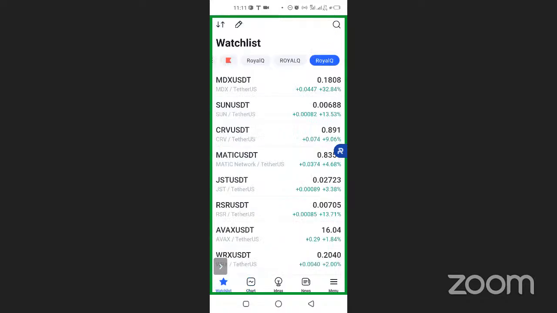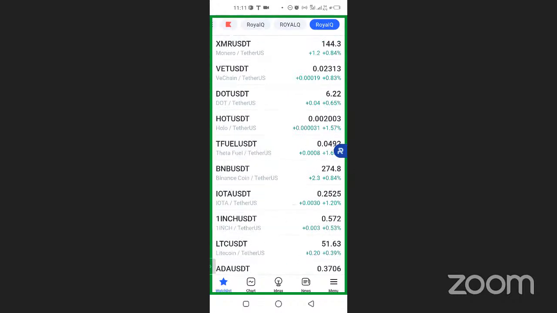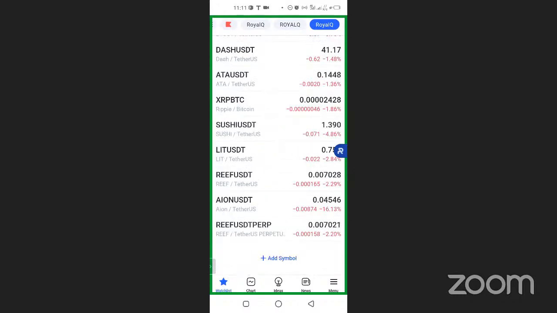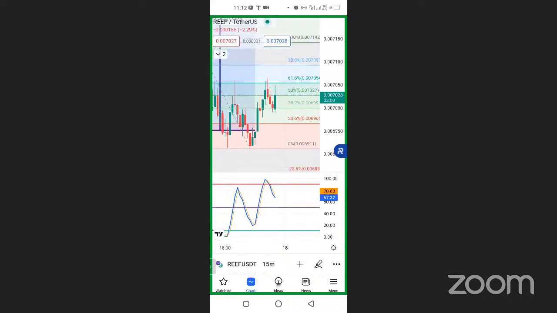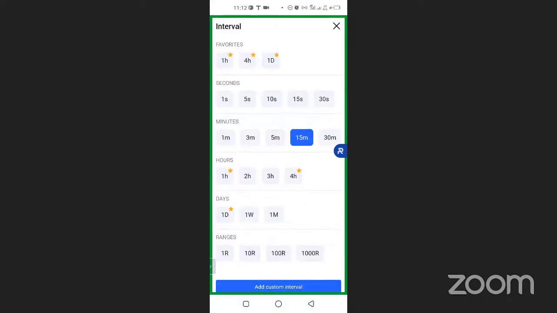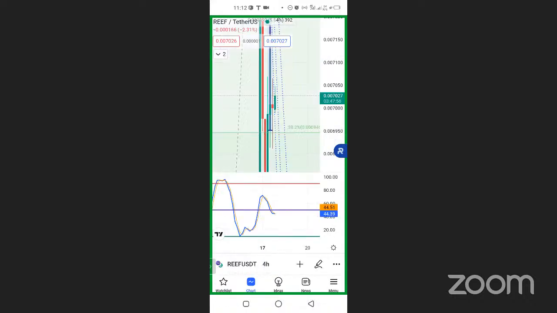Let us find another coin we can look at, so that you can get a clear picture. Let me bring in REF. Okay, so I just wanted to confirm something here. All right, I go back.